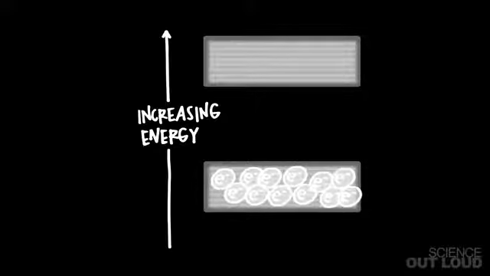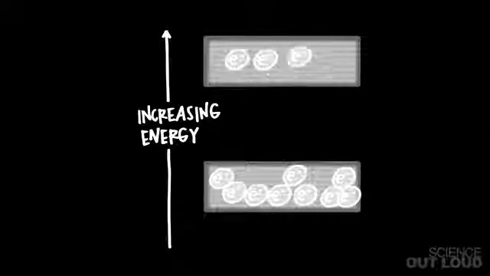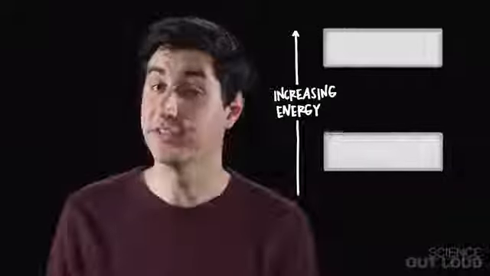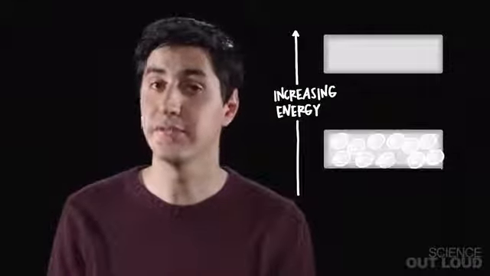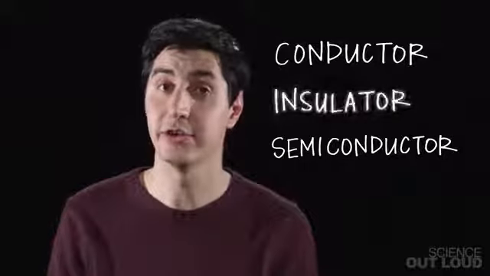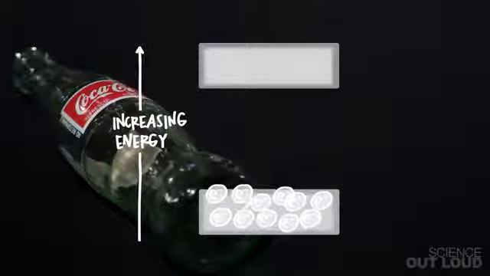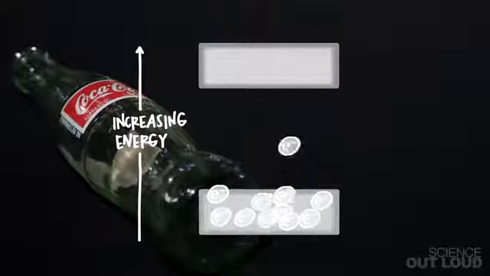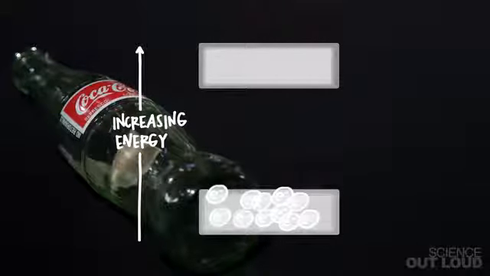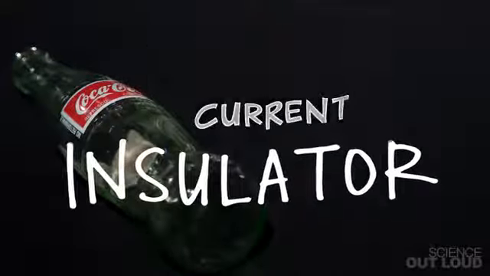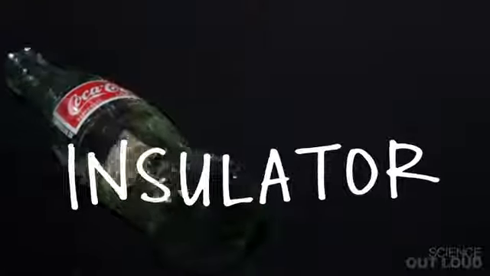For a material to conduct, the electrons must be able to jump from lower energy states to higher ones. The spacing of these energy levels and how they're filled with electrons determines if the material is a conductor, insulator, or semiconductor. If there's a huge gap between the lower energy levels and the higher ones, it's hard for electrons to jump to the higher ones, so current can't flow, and it's an insulator like this glass.